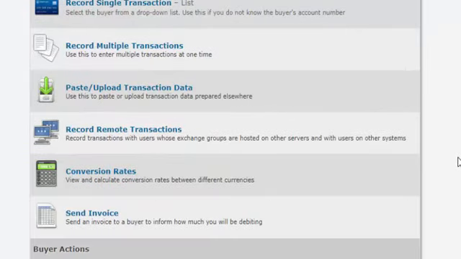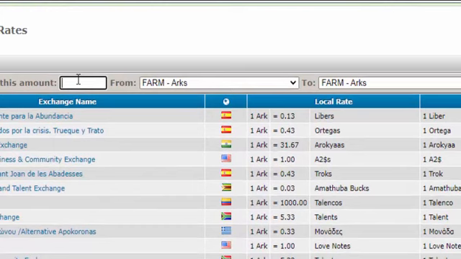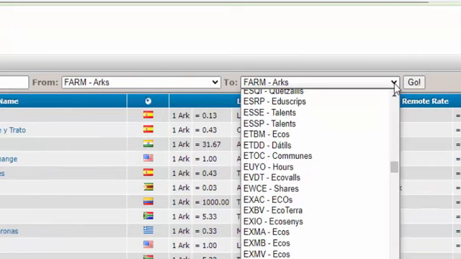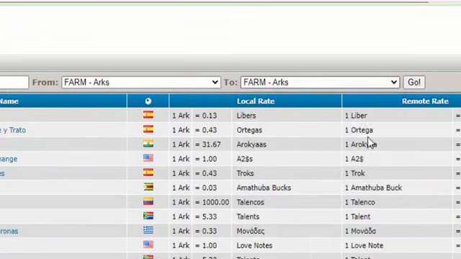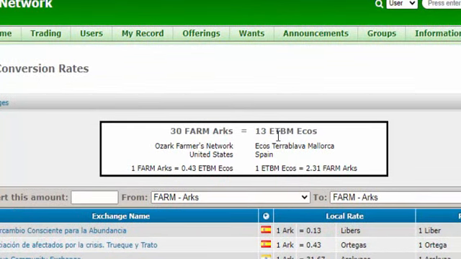When you are trading internationally, the conversion rates can be helpful. If you're trading with an exchange that has a different valuation from our ARC, which could be especially true in another country, this is where you can convert. So, for example, let's say I want to convert 30 ARCs to, let's say, echoes. That's okay. So that's in Spain. 30 farm ARCs is the equivalent of 13 echoes, Terrablava, Mallorca, Spain.